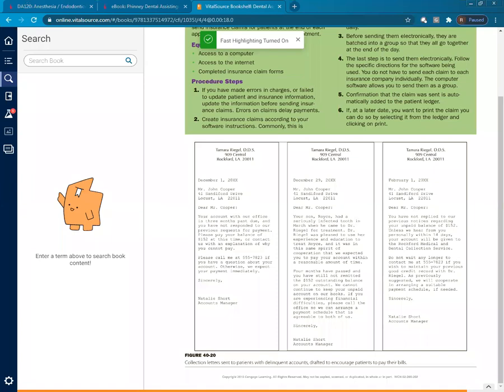Here are a few examples on the next page. I'd like you to take a few minutes to read over that, just to show what a draft might look like. We'll read this one here, December 1st, whatever.